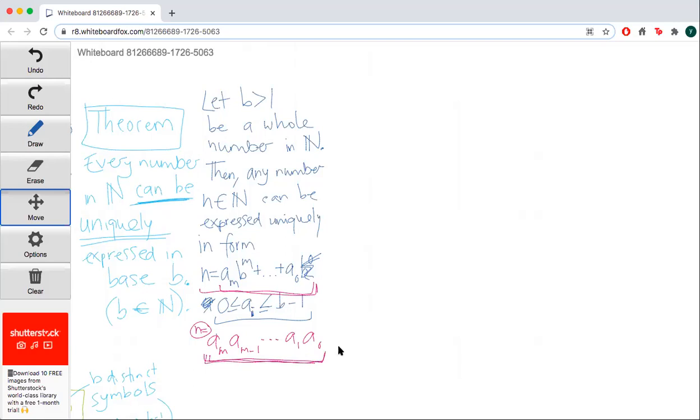It's not immediate, especially if you've never seen a counting system before, that you can choose only one set of digits, a_0 all the way up until a_m, and multiply them by powers of b to get a number. There's only one way to do this.